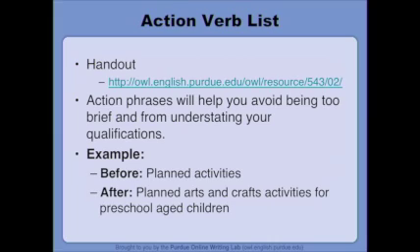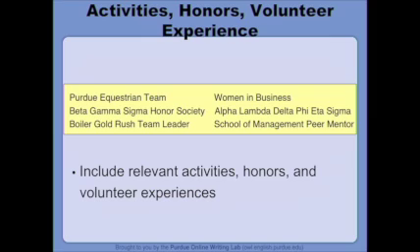Here's an action verb list, and there is a resource here. You can go find out more information. Action phrases will help you avoid being too brief and help employers understand your qualifications. For example, before would be "planned activities." How can you be more detailed than just planned activities? There are so many activities. Well, more detailed would be: you planned arts and crafts activities for preschool age children. So that would be more specific.